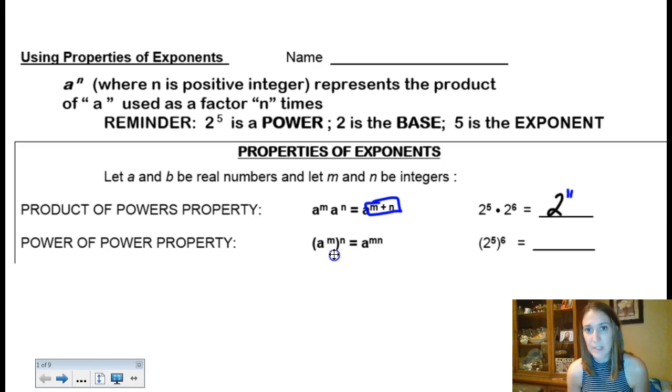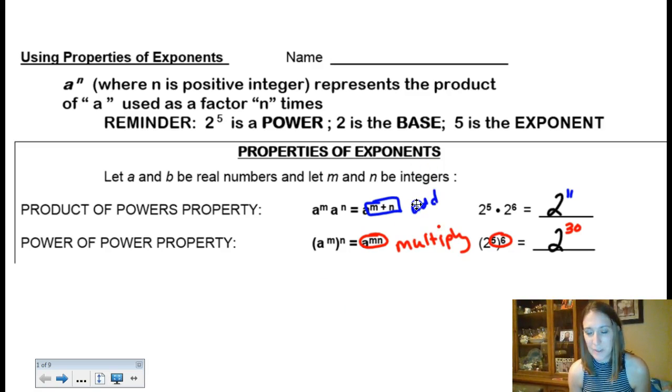The next property says if you have a base raised to a power, and then all of that's being raised to another power, the way you combine those exponents is you multiply them together. So in our case, with this next example, keep the base of 2, but now you're going to multiply your exponents together, get a 30. It's coming back to you now, right?